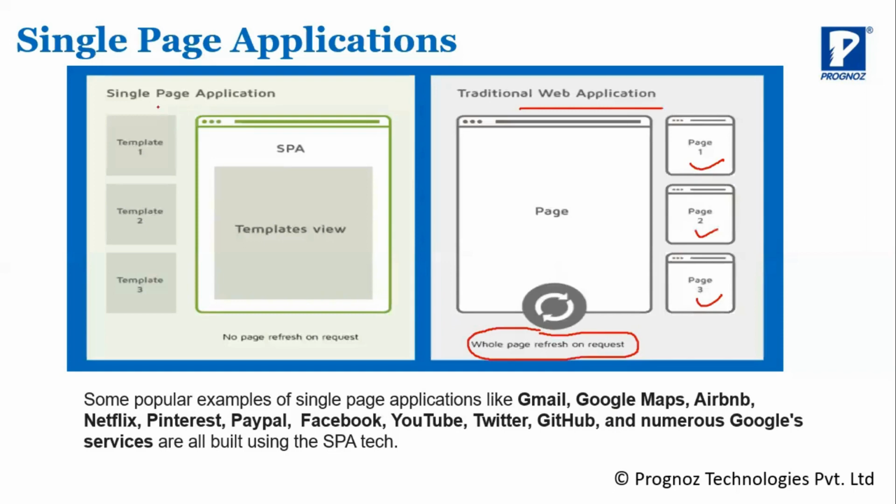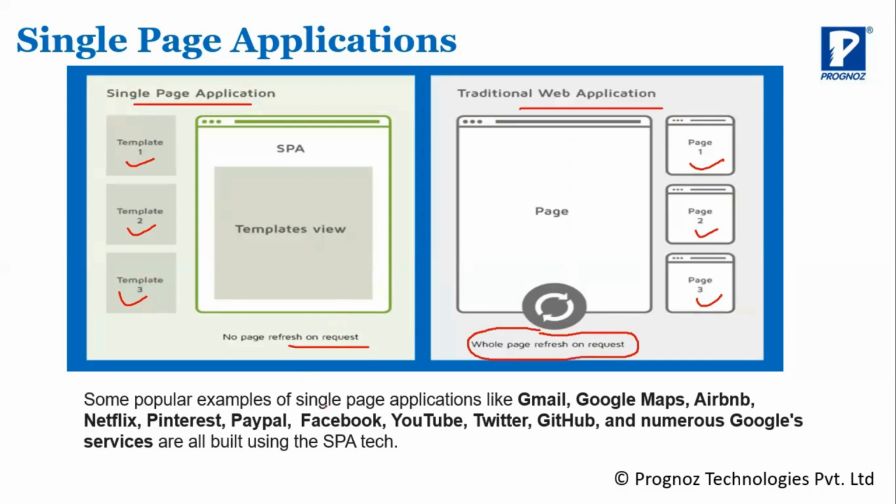But when we talk about a single page application, the single page application template is nothing but an HTML file. The HTML file is called a template. When we click on a particular template, no other page is going to refresh. Okay, there is no page refresh on the request, so that is nothing but a single page application. But in a traditional web application, if you click on one page, the entire page or application will refresh. That is not happening in single page applications.